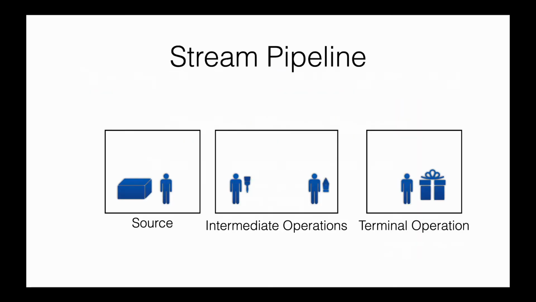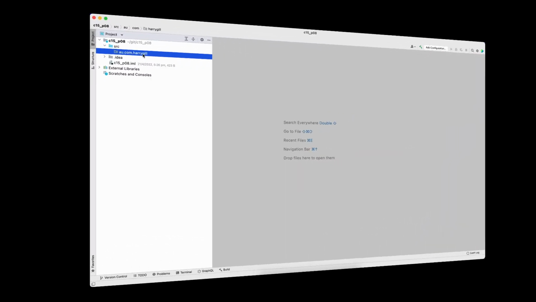In the previous video, we have seen that the stream pipeline consists of a source, it could have intermediate operations, and it will consist of a terminal operation. In this video, we will concentrate on how to create the source of a stream in programming.